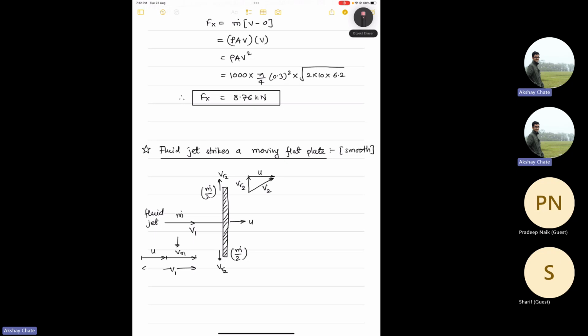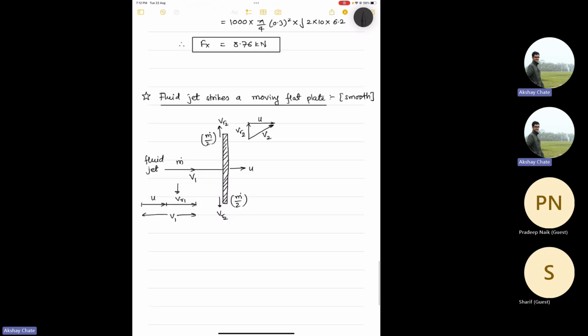I hope you understand why V1 will be greater than u. Does anybody have doubt why V1 should be greater than u? Because if V1 is not greater than u, your jet will not reach the plate at all. Your jet should be moving at higher speed than the plate, then only it can hit the plate. If the plate is moving at higher speed than the jet, the jet will never hit the plate. Plate will go faster and never allow the jet to hit it. So this is the typical setup that we have.